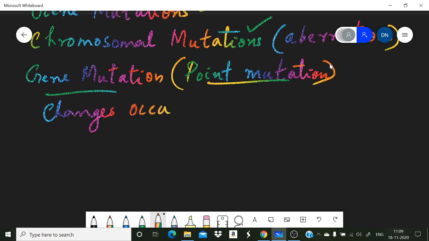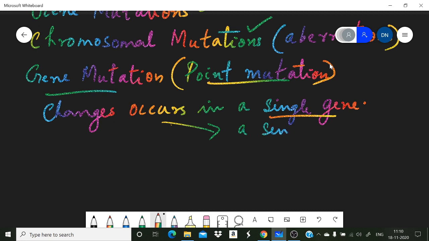Changes occur in an individual gene, or it is a change that occurs in a single base pair of DNA. It may occur in a single gene, or in a single base pair of a DNA.